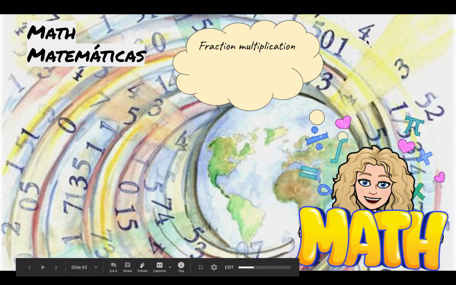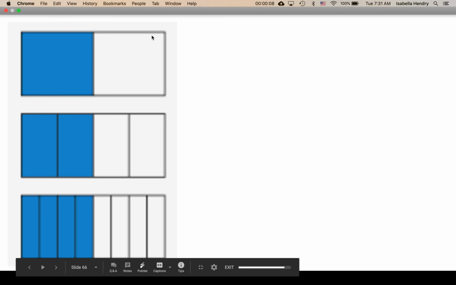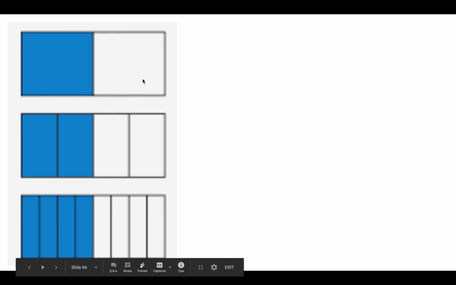Hey everyone, today we are going to get into some fraction multiplication. So all of these pictures show 1/2. Even though it's divided up into 2/4 or 4/8, they still show that half of the rectangle is blue.